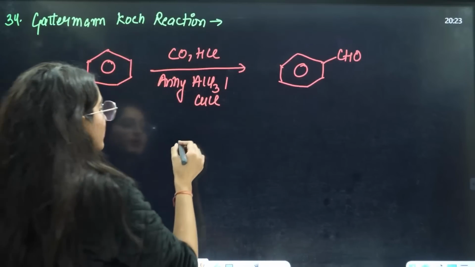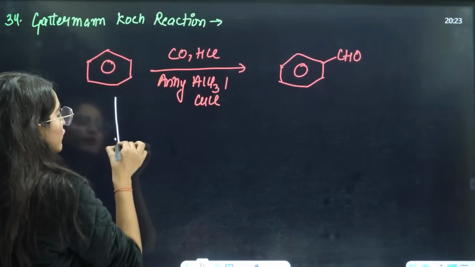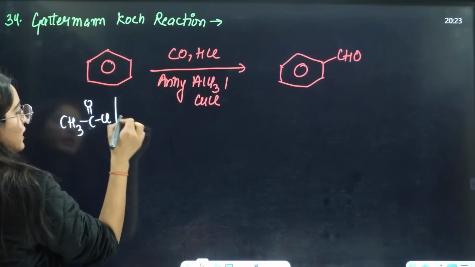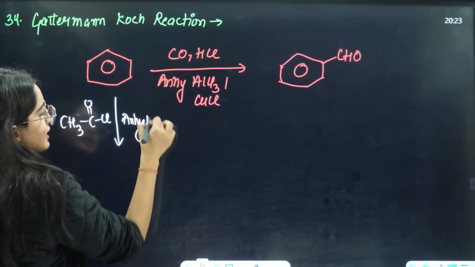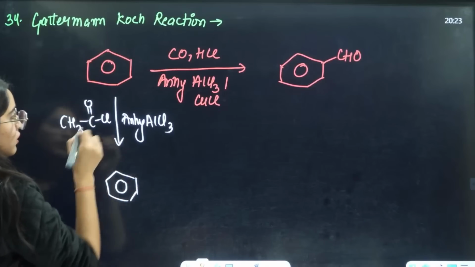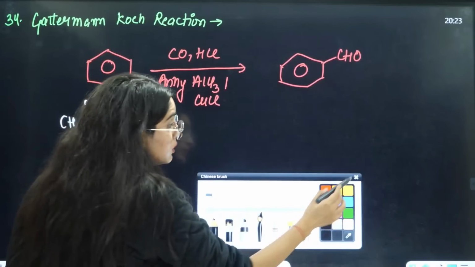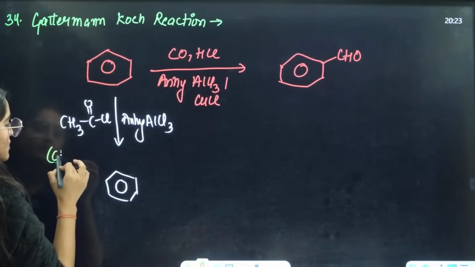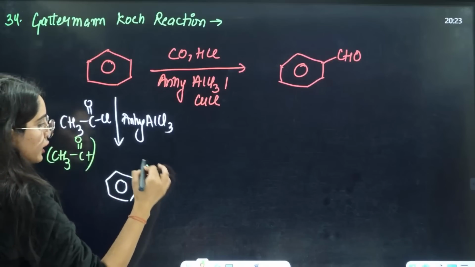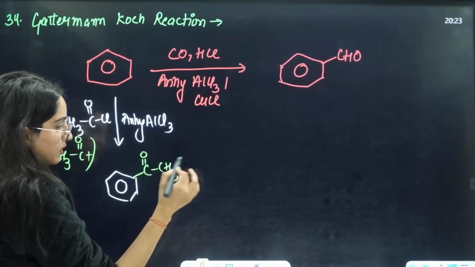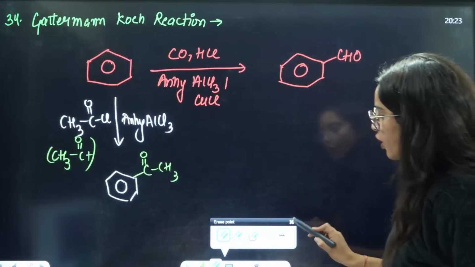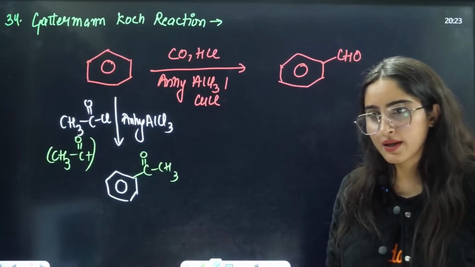Now this is quite similar to Friedel-Crafts acylation. Why? Because in Friedel-Crafts acylation, if you use CH3, C double bond O, Cl in anhydrous AlCl3, the electrophile that you will get is CH3, C double bond O positive. This will attack here and you will get C double bond O, CH3. Now, see this very carefully. Do you agree that this is your Friedel-Crafts reaction?